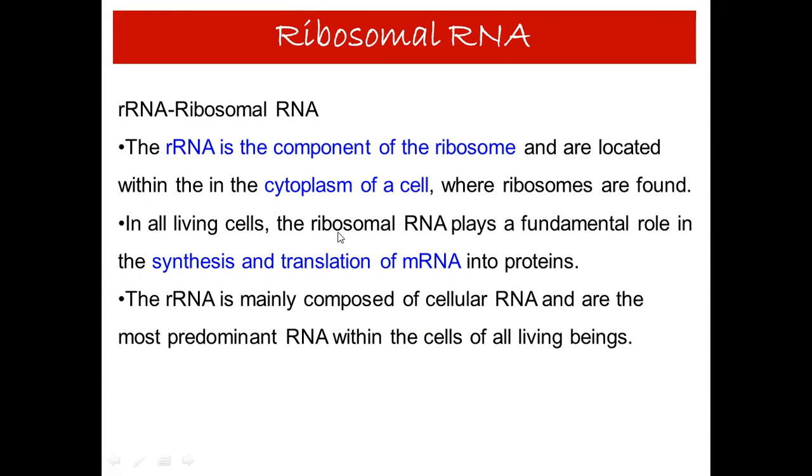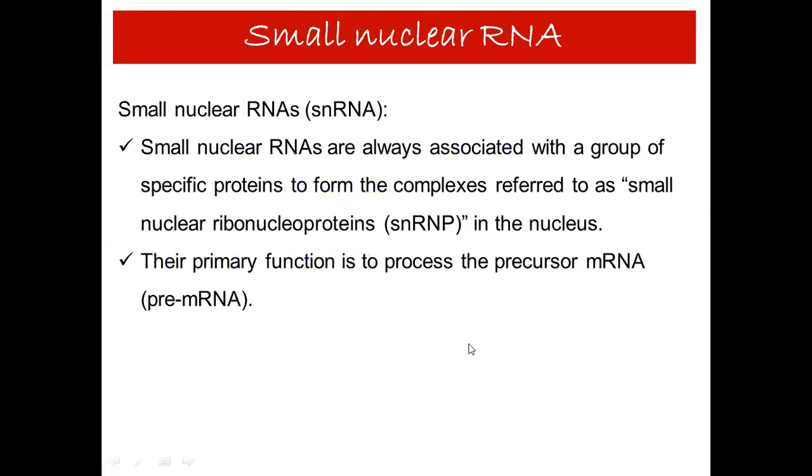So, the ribosomal RNA is a component of ribosome and located within the cytoplasm of a cell where ribosomes are found. In all living cells, the ribosomal RNA plays a fundamental role in the synthesis and translation of mRNA into functional proteins. So the ribosomal RNA is mainly composed of cellular RNA and is the most predominant RNA within the cells of all living beings.